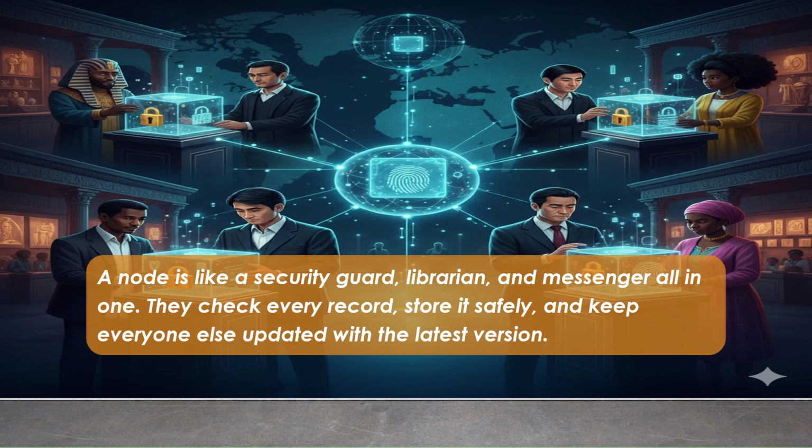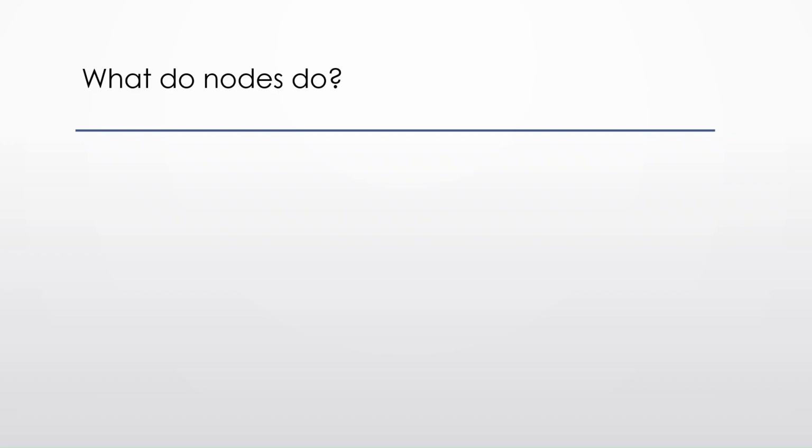Here we go. Let's dig a little bit deeper here. So first, let's look at what nodes do. Nodes perform several key functions that keep a blockchain network operational and trustworthy. One thing they do is, of course, transaction validation. Nodes check that each transaction follows the network's rules. For example, ensuring users aren't spending the same funds twice.